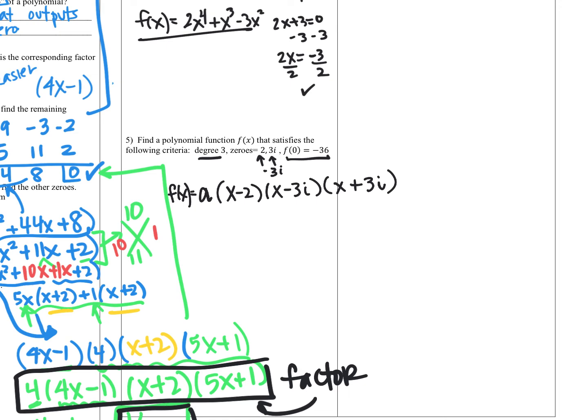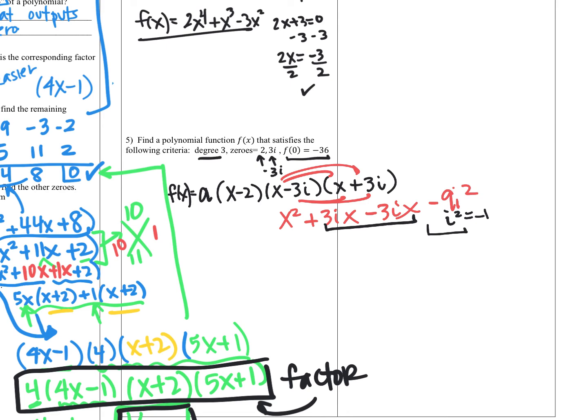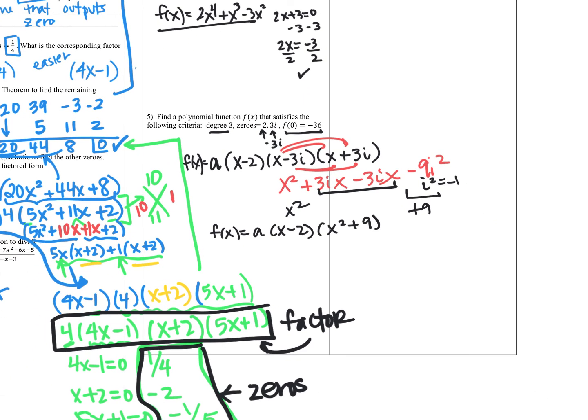So what's nice about the conjugate pair, when you multiply that out, you're going to get x squared plus 3ix minus 3ix minus 9i squared. And so those will cancel each other out. Remember, i squared equals -1, so this will become a plus 9. And we have x squared. So we're looking at f of x equals a times x minus 2 times x squared plus 9. It just looks a little neater that way. And then we could multiply it out or just leave it factored, like similarly up above, but we do need to figure out what this a is.